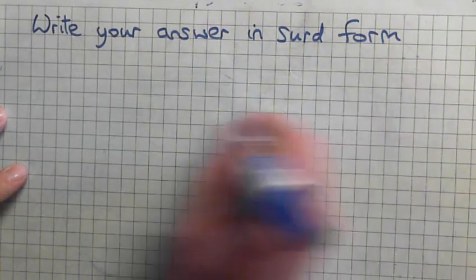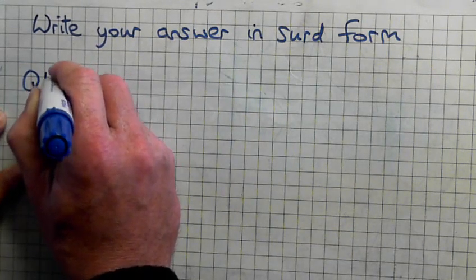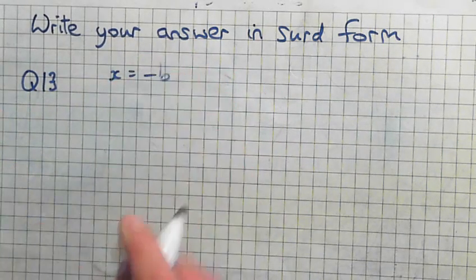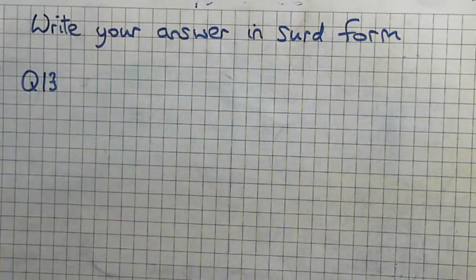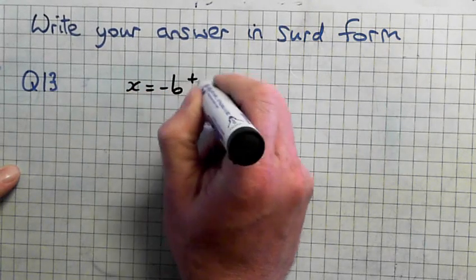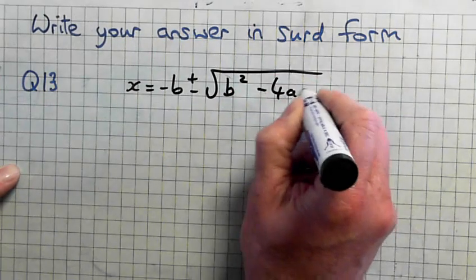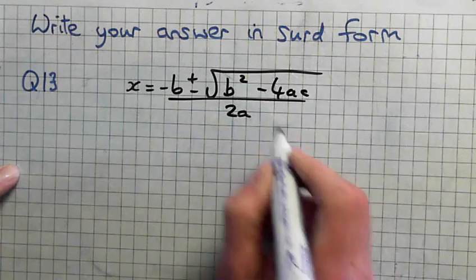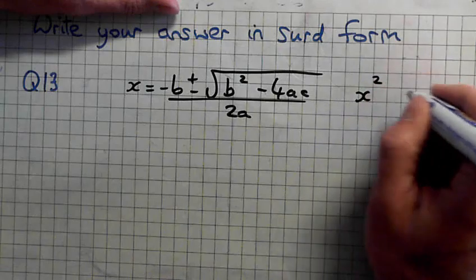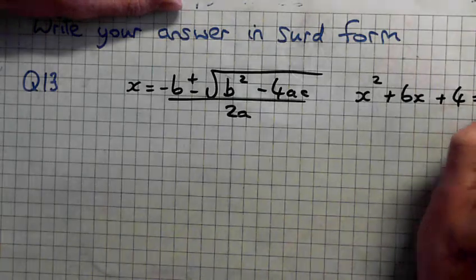This is the minus b formula, question 13, exercise 7.3. You can take this down as we go along. The sum is x squared plus 6x plus 4. You have to write the answer in surd form.